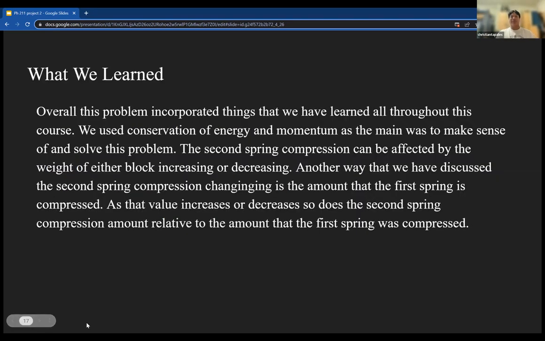And this is what we learned from this problem. Overall, this problem incorporated things that we have learned all throughout this course. We used the conservation of energy and momentum as the main idea to make sense of and solve this problem. The second spring compression can be affected by the weight of either block increasing or decreasing. Another way the second spring compression changes is the amount that the first spring is compressed. As the value increases or decreases, so does the second spring compression amount relative to the amount that the first spring was compressed.